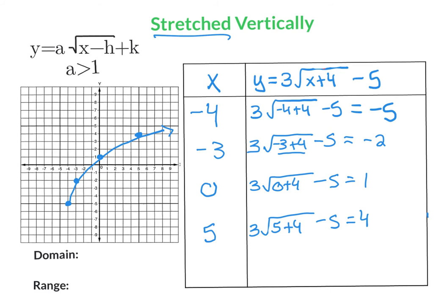Now, the domain: find our smallest value, which is (-4, -5). X value, Y value. So my x values are all x values greater than or equal to -4, and y greater than or equal to -5.